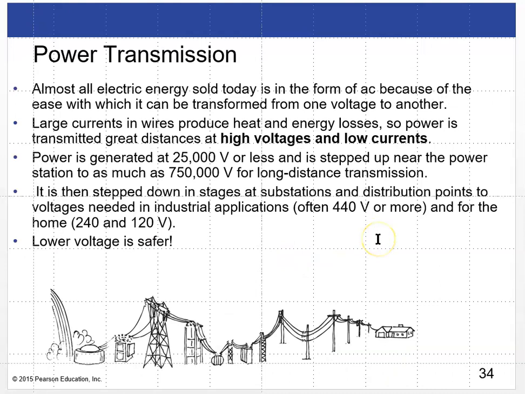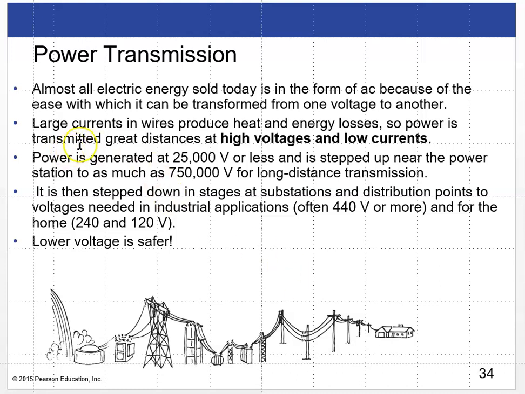And I promised I would do this. Why do we have this complicated thing? Well, almost all electrical energy sold today is in the form of AC because of the ease with which it can be transformed from one voltage to another. Think of a transformer. It's simple. It has no moving parts. It's low maintenance. And you can leave it out in the middle of nowhere forever, and it still works.